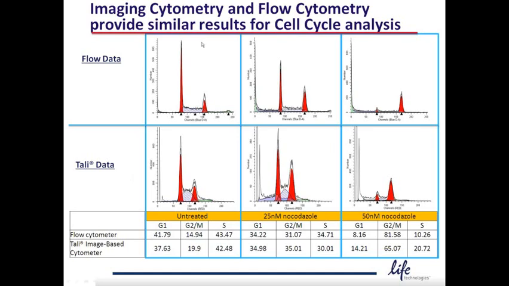And so you can see on the top here we have the flow cytometry data, and on the bottom we have the Tali image-based cytometry data, and those populations modeled. And you can see that it is very similar. The cells in each population are very similar between the flow cytometry data and the image cytometry data.